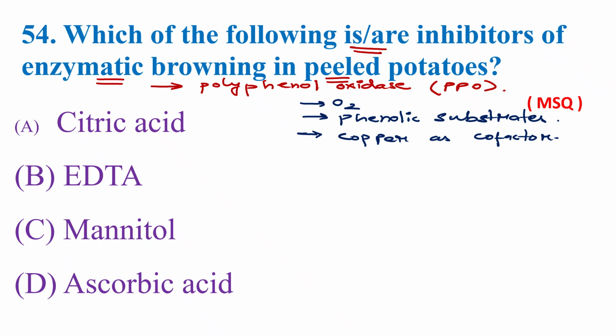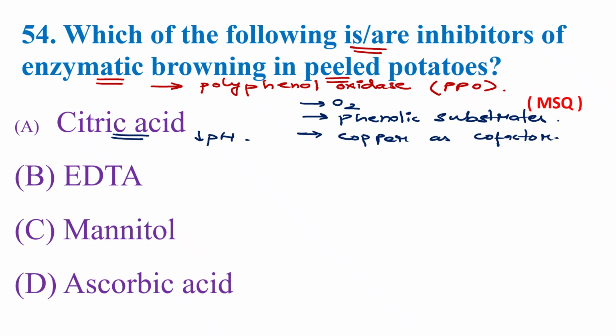Now, the first option, that is citric acid. Citric acid will lower the pH, and polyphenol oxidase works better near neutral pH. So the acidity will slow it down. It can also chelate the copper to some extent. Thus this will inhibit the browning reaction.